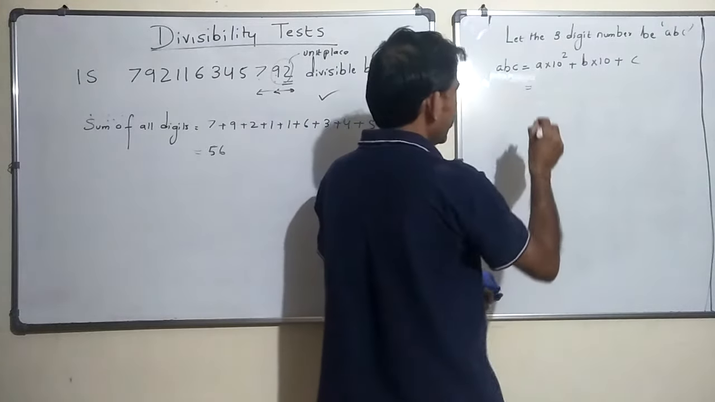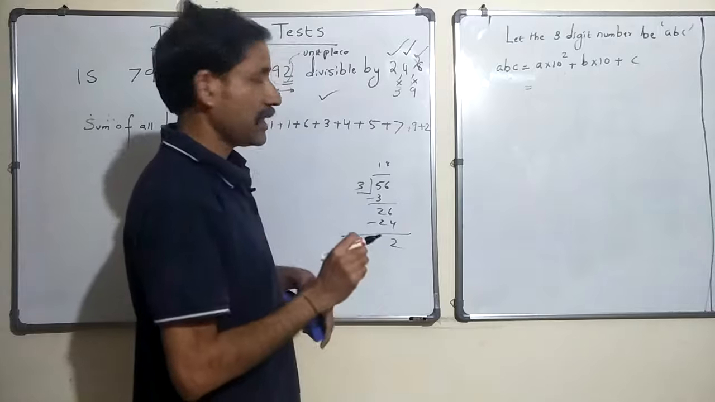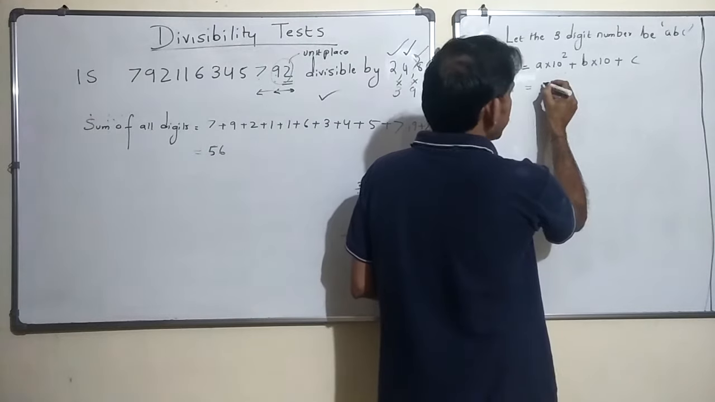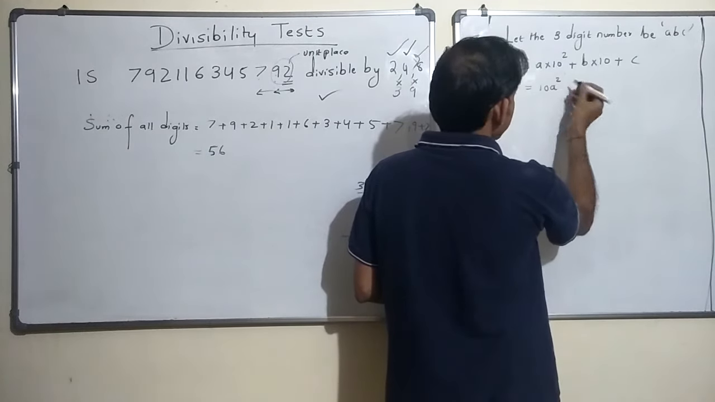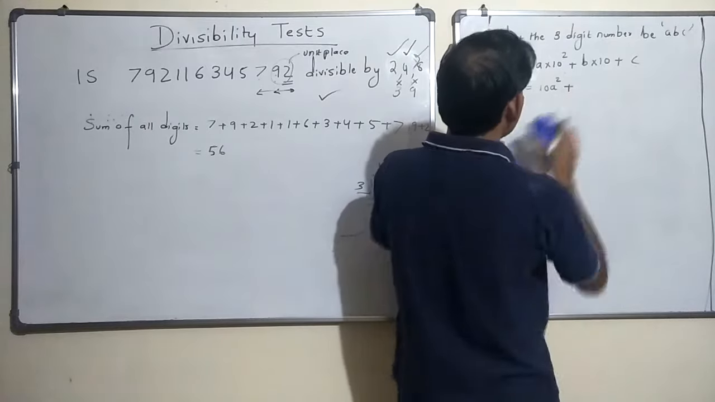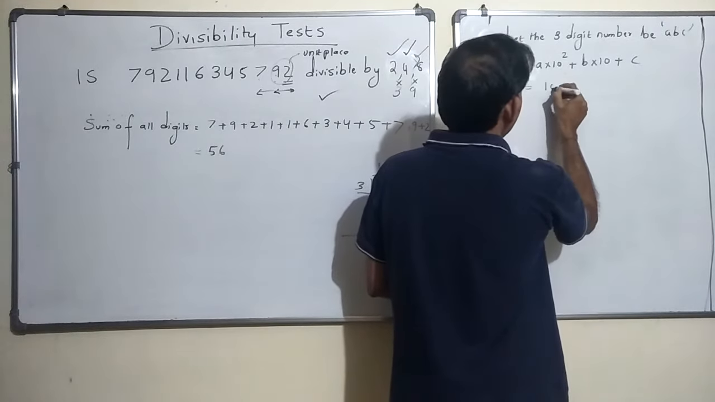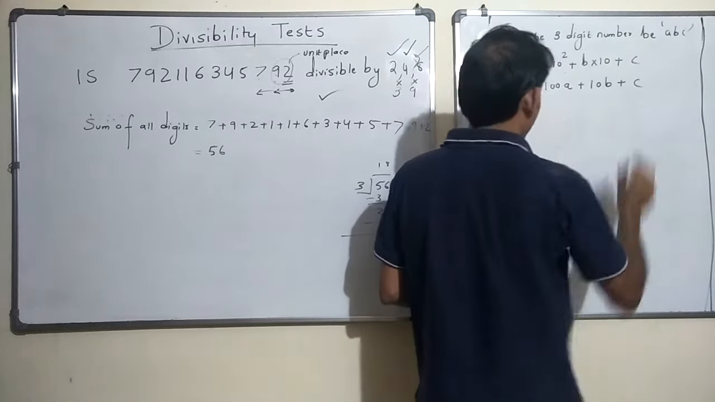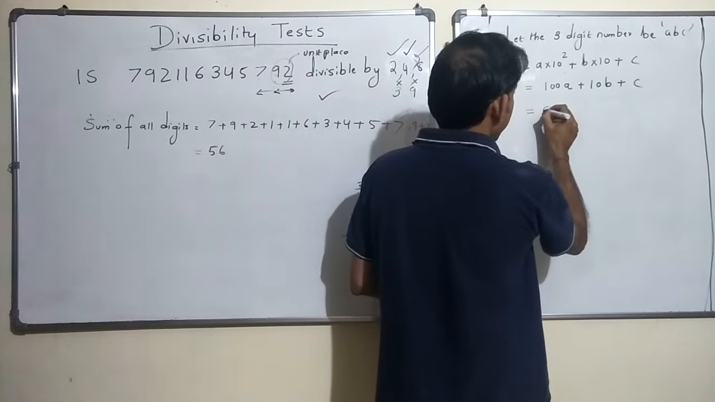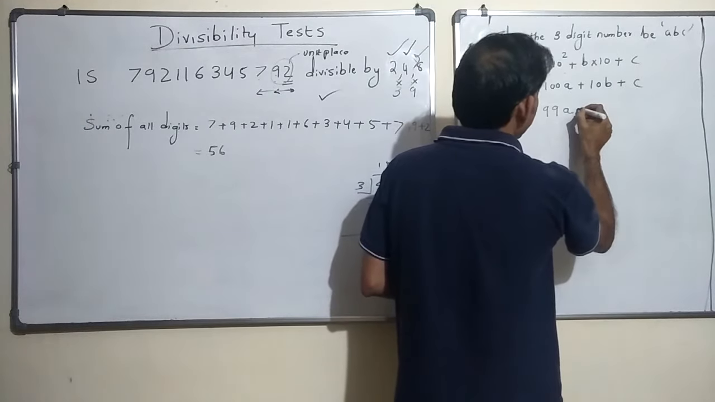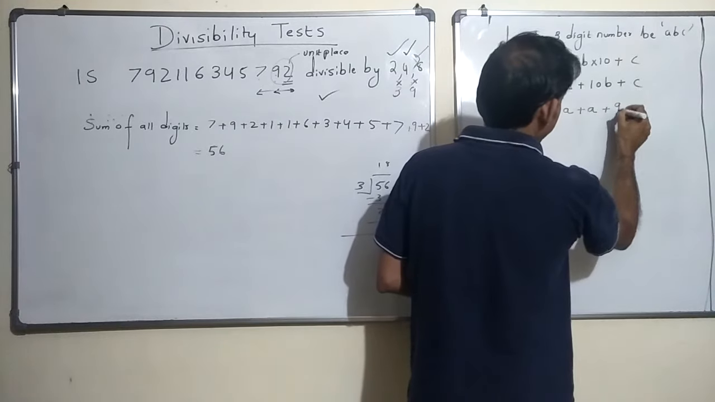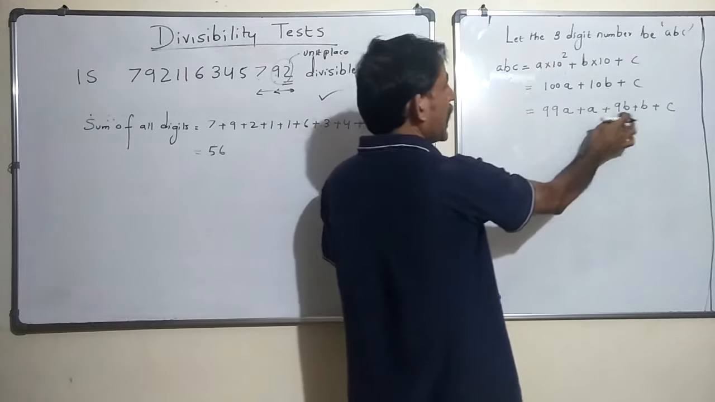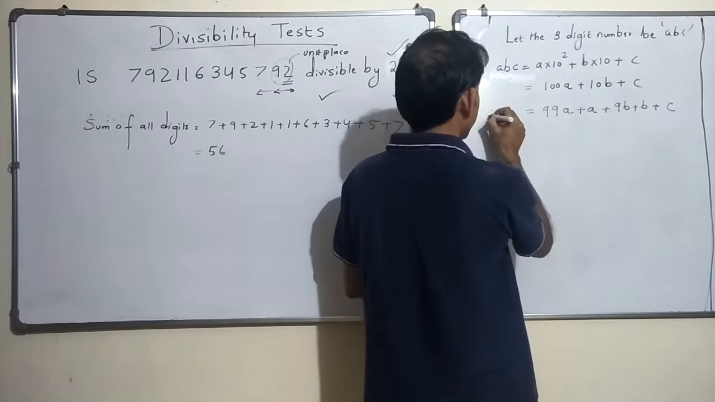Can I not write it like this? I am going to only show you for 9, and you can do the same thing for 3 as well. I'll write it as 10a square plus, sorry, not 10a square, I'm sorry. It's 100a plus 10b plus c. I can write the same thing as 99a plus a plus 9b plus b plus c, correct? 99a plus a is 100a, 9b plus b is 10b and c is c.